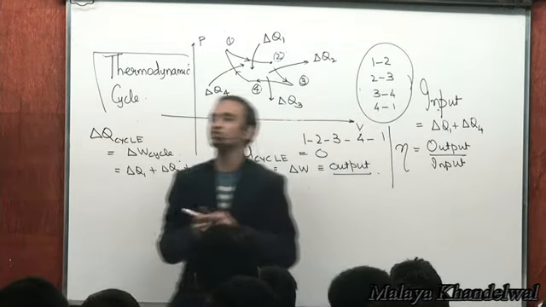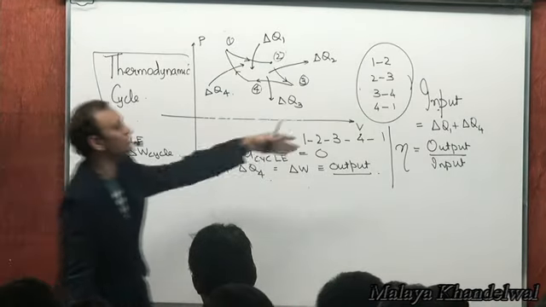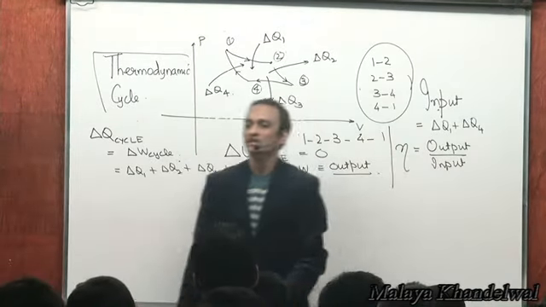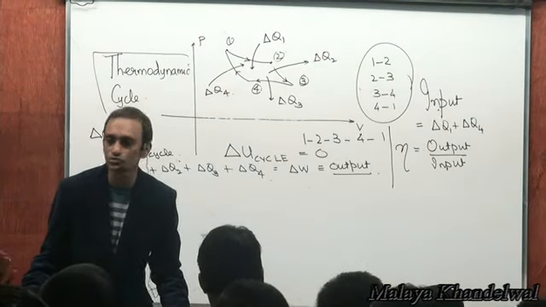And percentage efficiency is going to be eta into 100, which will give you the percentage efficiency. This is the fractional efficiency of the cycle. Eta into 100 will give you the percentage efficiency of the thermodynamic cycle.